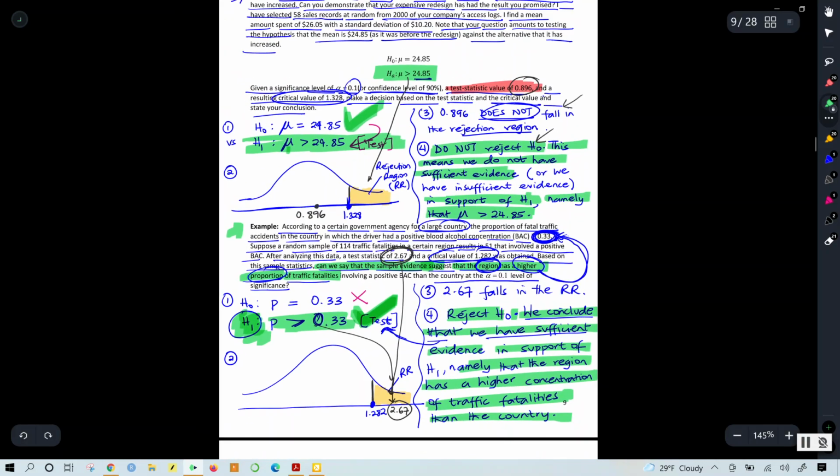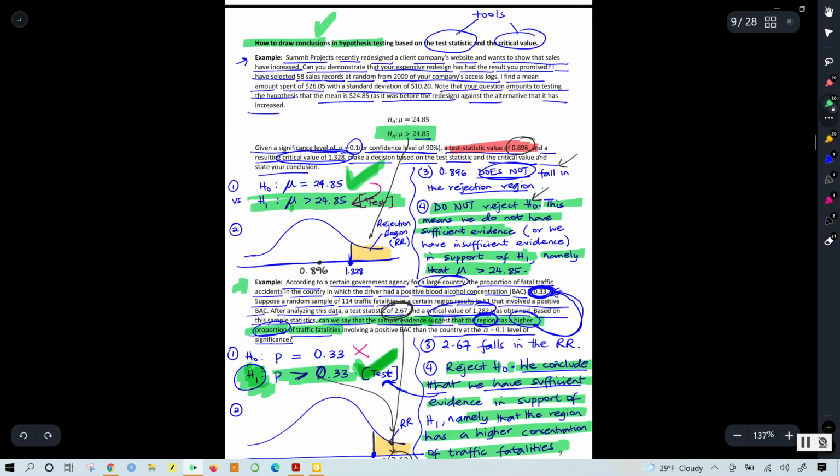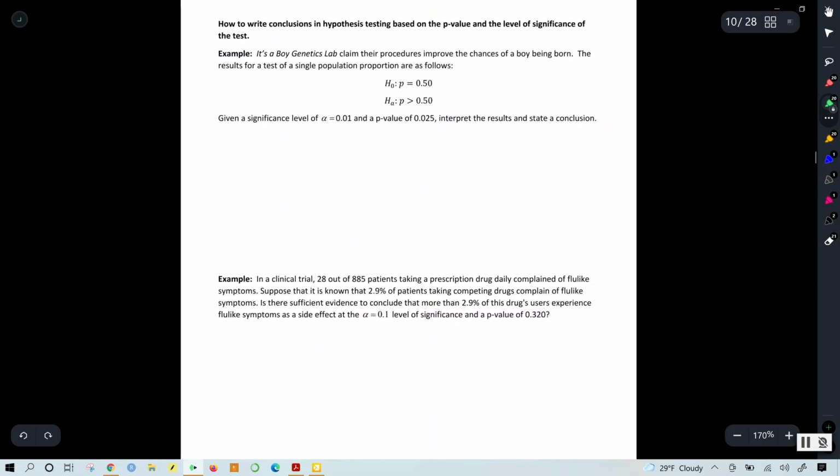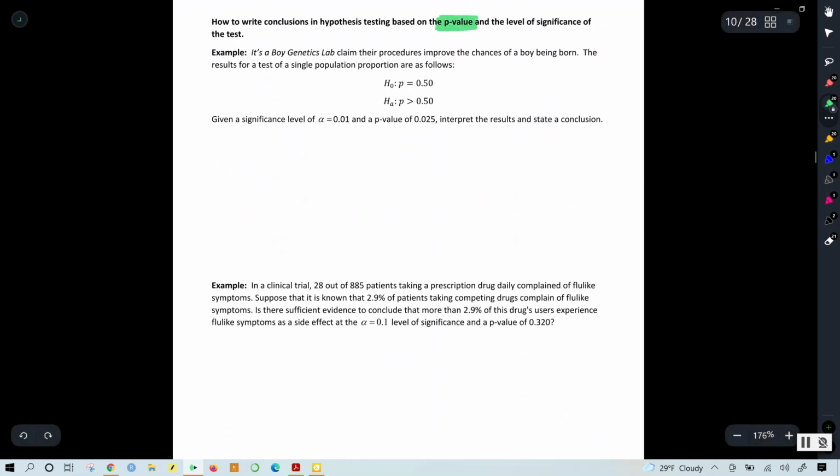So what we have learned so far is how to draw conclusions based on the test statistic versus the critical value. This is one possible route. I will emphasize this. This is one possible way to draw conclusions. Another way is illustrated on the next page. That is using the p-value and the level of significance of the test, which is represented by alpha. We will talk more about what alpha means, but for now, we want to see how we use the p-value and the level of significance of the test to draw conclusions.